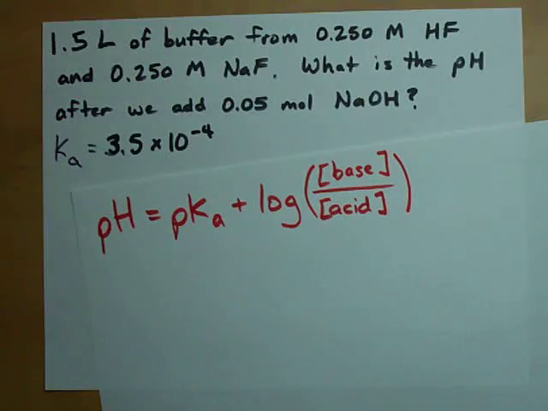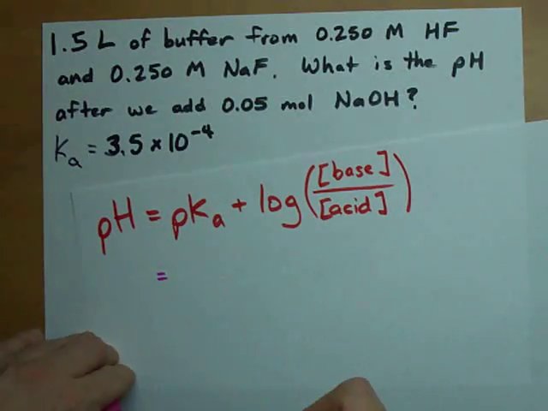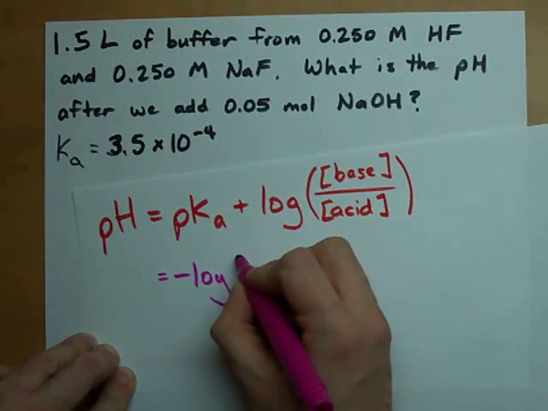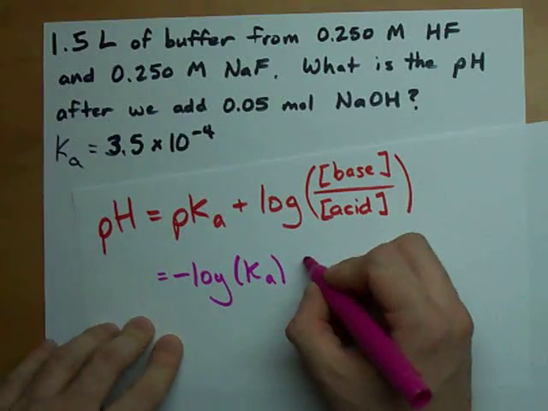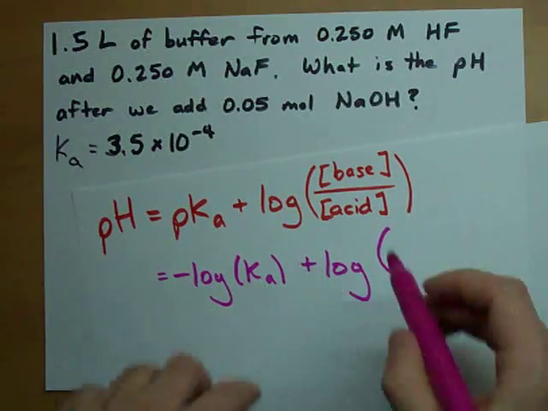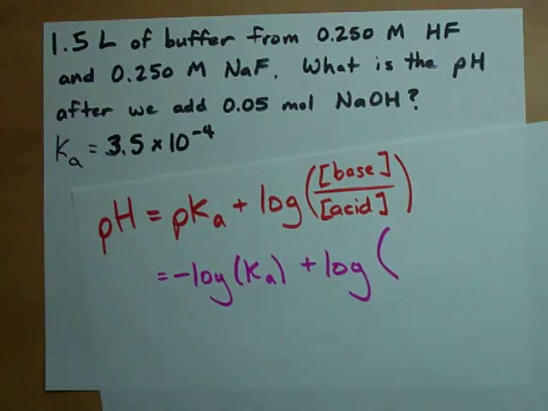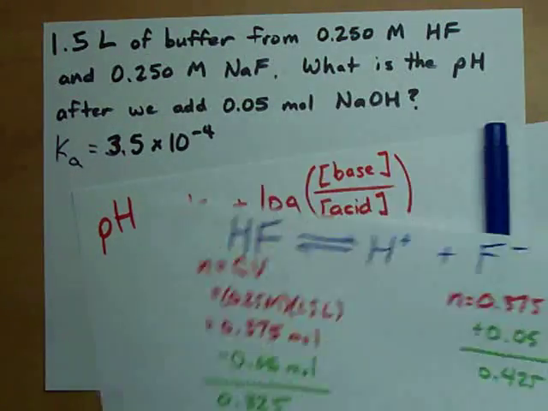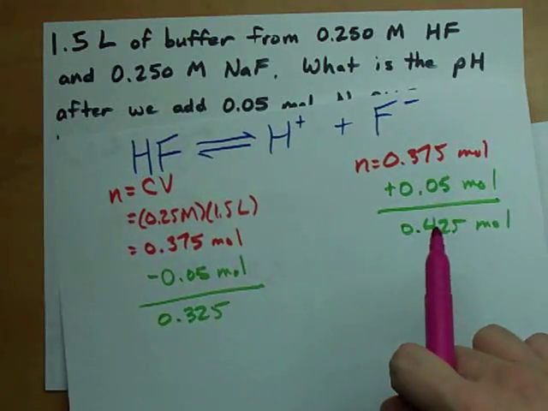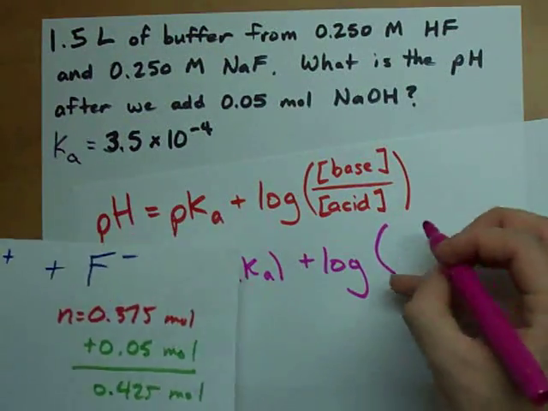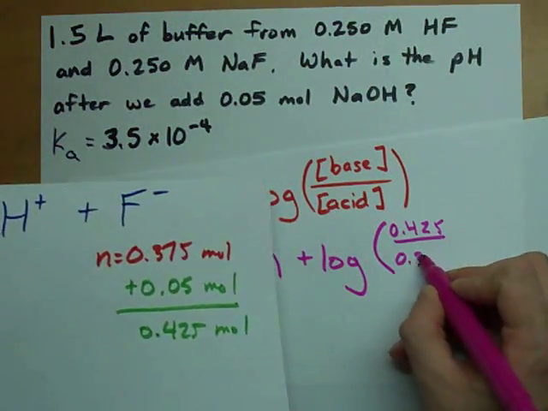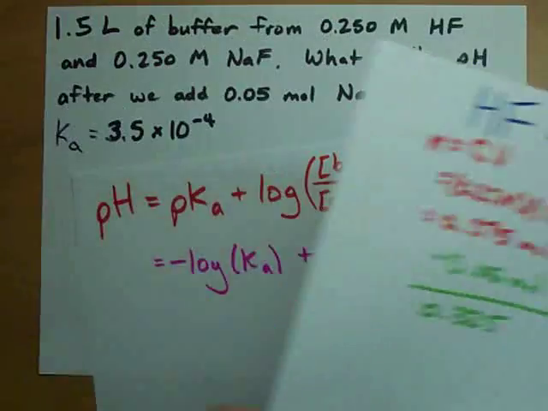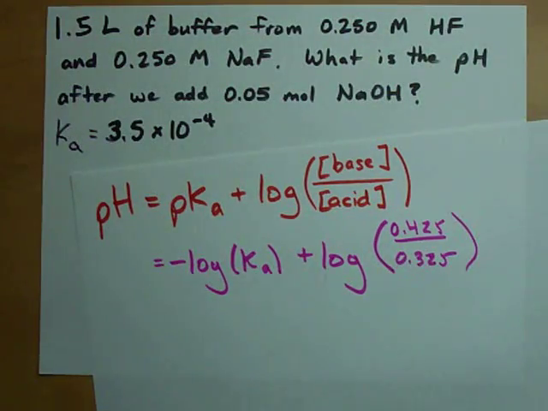So here we go. What's the pKa? Well, to find pKa, you take the negative log of the Ka, which was given to us. That's a number, we got it. Plus the log of base over acid. Usually concentration, but shh, you can also use moles. Base is 0.425. Acid is 0.325, I'm told. Yeah, exactly. And so we have a formula that we can just plug into our calculators.